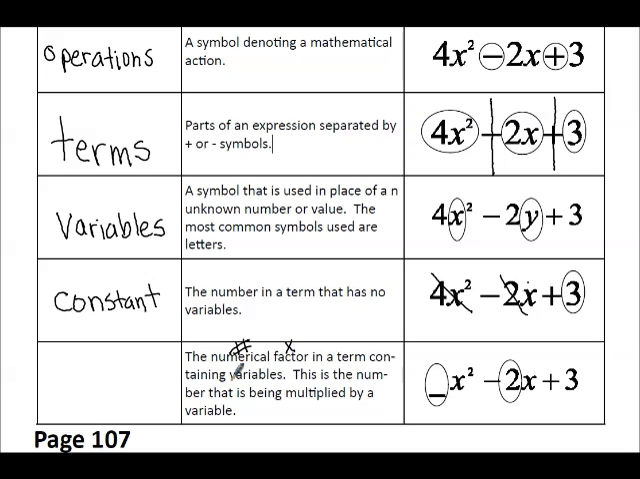The numerical factor, so number or multiplication, in a term containing variables. This number that's being multiplied by a variable, it's cooperating with the variable, so it's a coefficient. With this x squared, if we don't see a number, it's technically saying that 1 times x squared is just x squared, so the coefficient here is 1, and the coefficient next to the x, we have 2x, so the coefficient is 2.